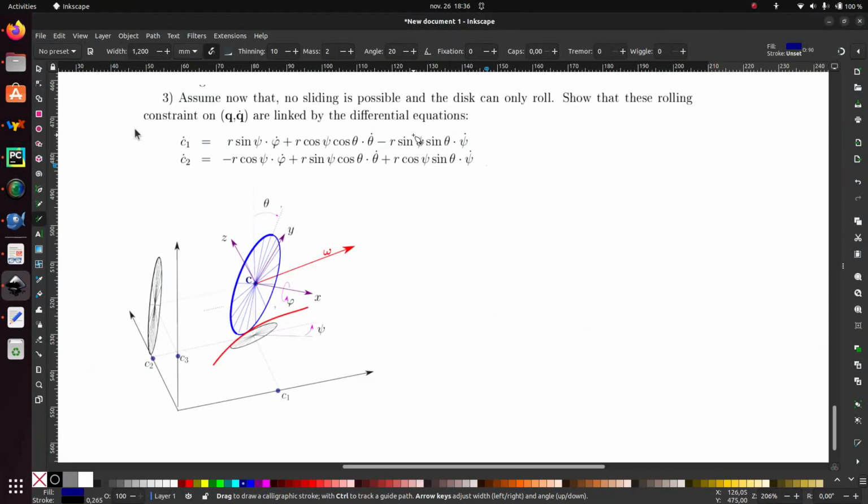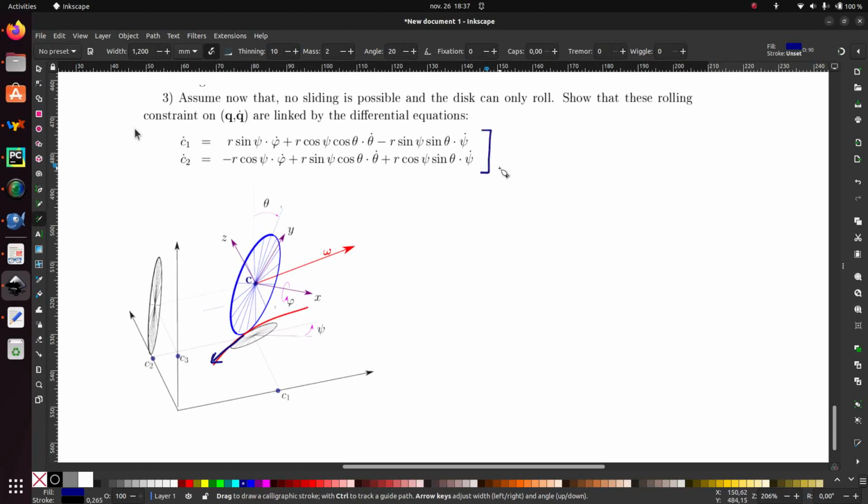Question number 3. So we assume now that we are not anymore on a frozen lake, and no sliding is possible. The disk can only roll. So it means that this point, the contact point, has a speed which is like this, in this direction. So follows. So we have some differential equations which are given here and that we have to prove.